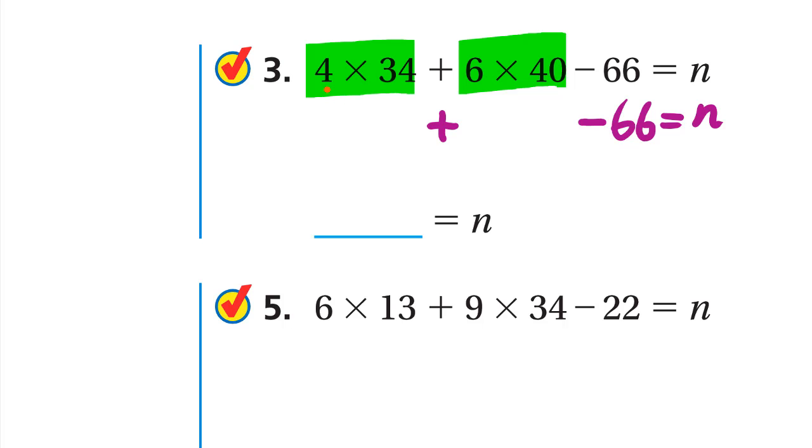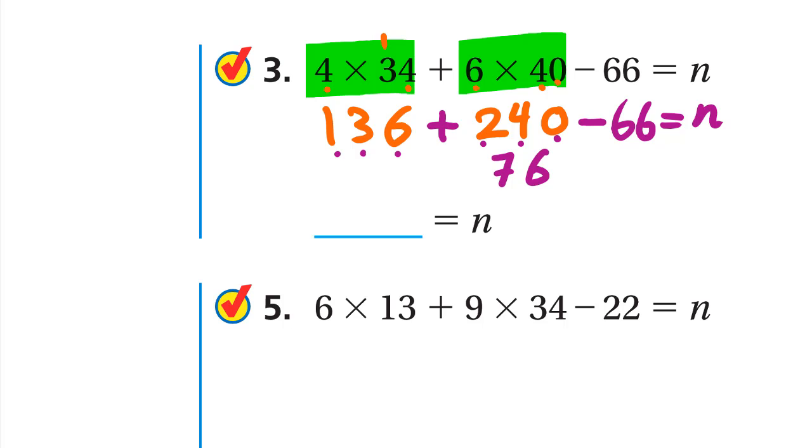Okay, so what we have here is the space for the multiplication. Now 4 times 4 is 16, so I can write 6 down and 1 up. Now 4 times 3 is 12, plus 1 is 13. The other one, 6 times 0 is 0, 6 times 4 is 24. So now we have a plus and minus problem. So 136 plus 240: 6 plus 0 is 6, 3 plus 4 is 7, and 1 plus 2 is 3. So 376 minus 66 equals n.